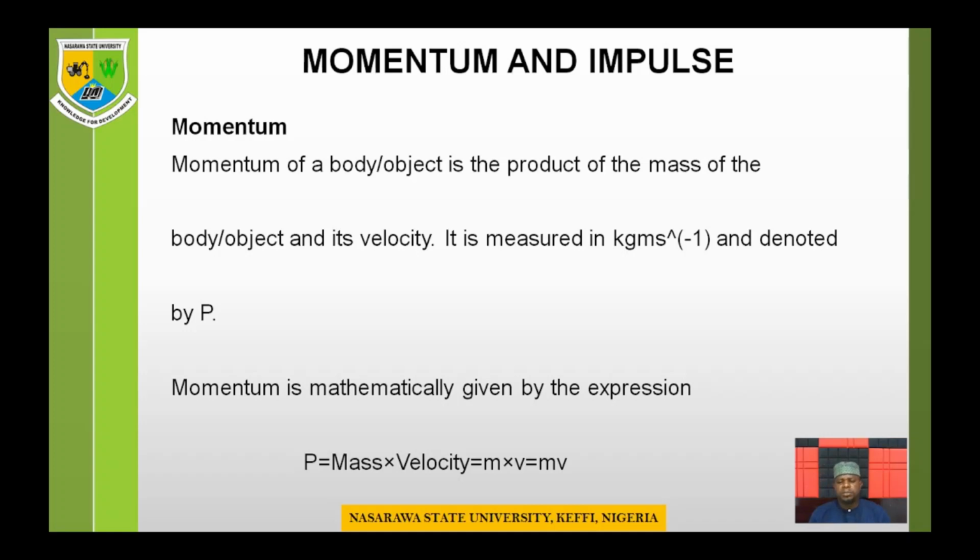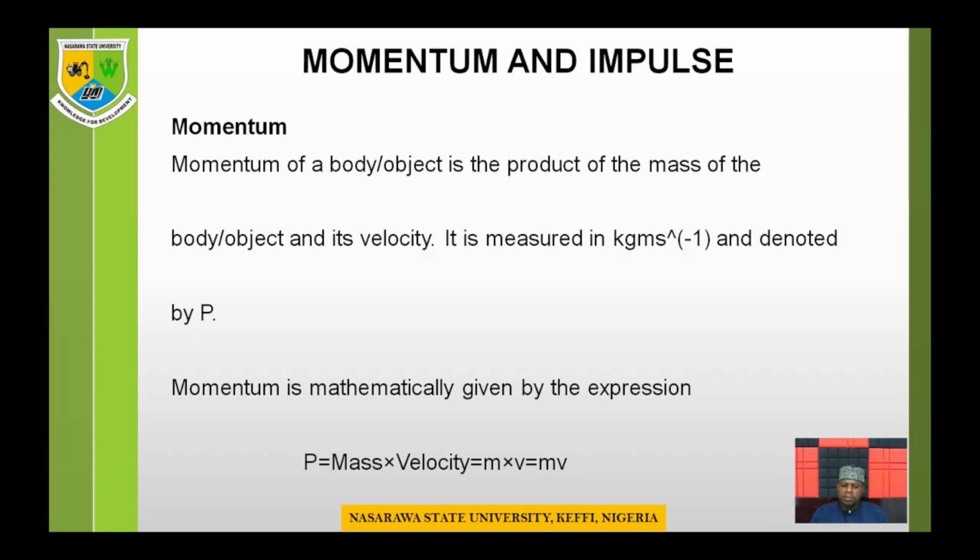Momentum and impulse are the two things we'll be discussing, after which I'll proceed to simple harmonic motion. Momentum, as the saying goes, is the product of the mass of a body or object and its velocity. This momentum is measured in kilogram meter per second and is denoted by the symbol P.